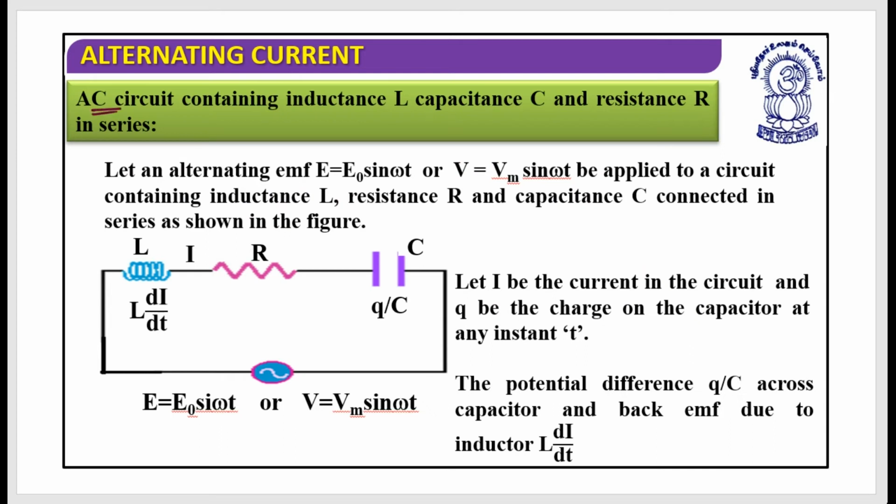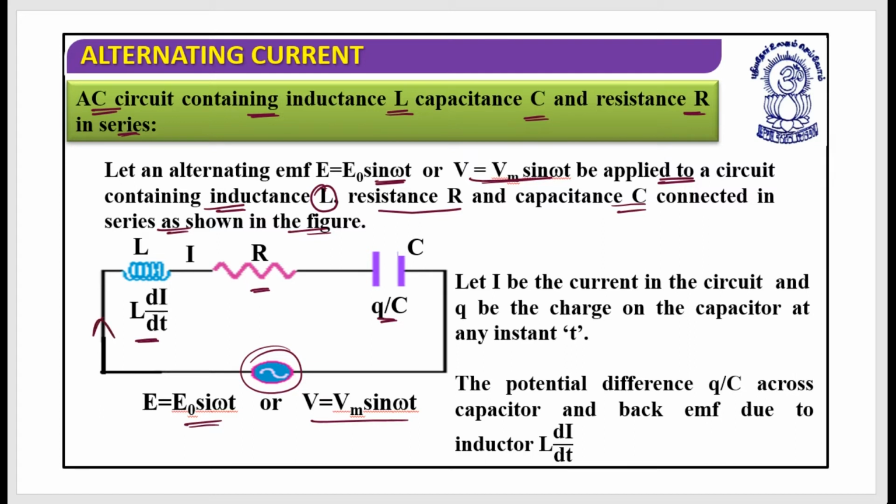In this AC circuit containing inductance L, capacitance C and resistance R in series, you can see this is L di by dt, this is IR when current passes through, and this is Q by C, and an AC supply has been connected, which could be given as V equals Vm sin omega t. Now let an alternating supply E equals E naught sin omega t, or V equals Vm sin omega t, be applied to a circuit containing inductance L, resistance R and capacitance C connected in series as shown in the figure.